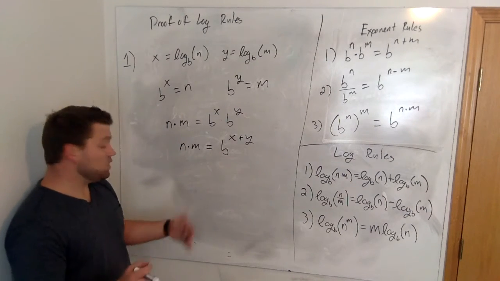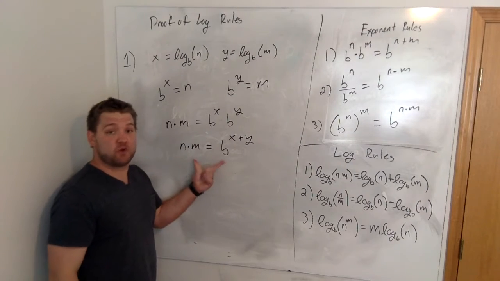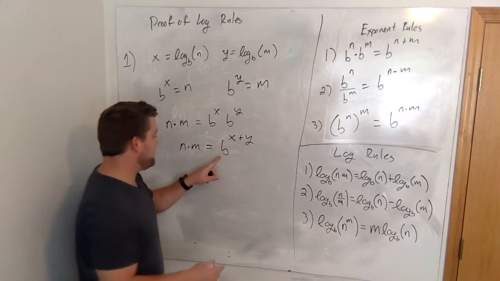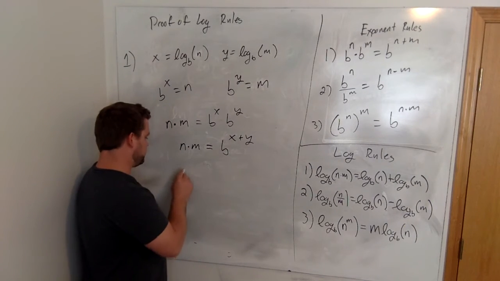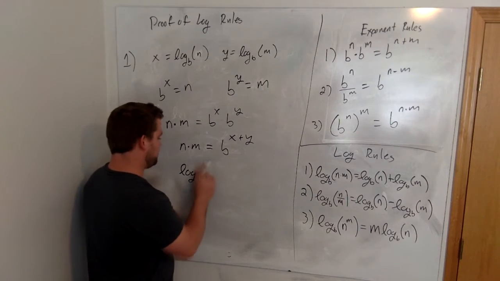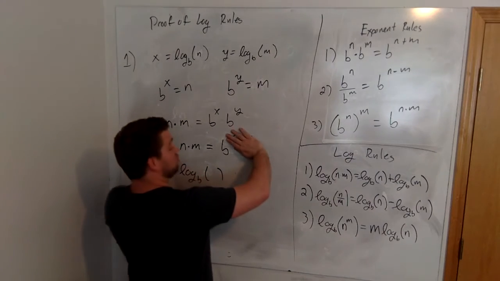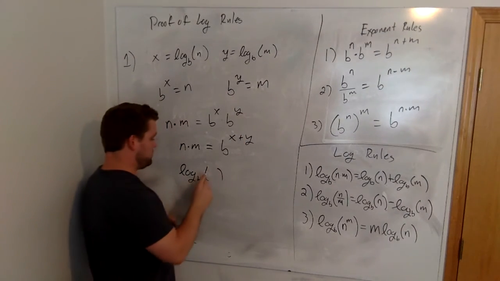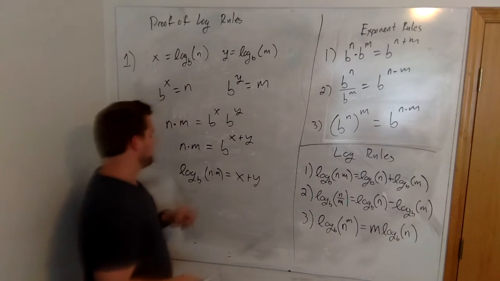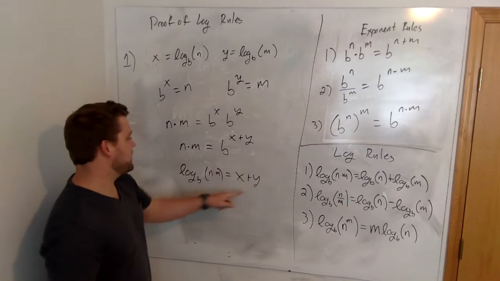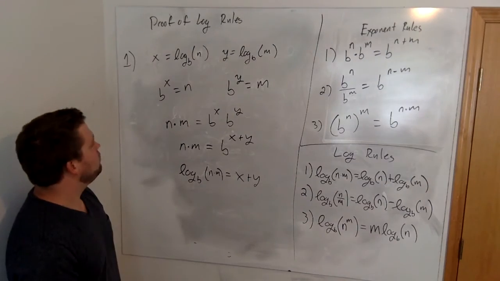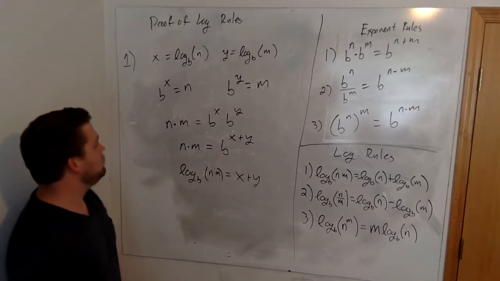Okay? Well, this is something in exponential form. I have a base of b. Why don't we switch it now back to log form? We're saying log base b. This would be like saying b to what power gives you n times m? Well, that would be equal to x plus y. Log base b of n times m is equal to x plus y. We were in exponential form, then we just switched it back to log form. Okay, well, what are x and y?